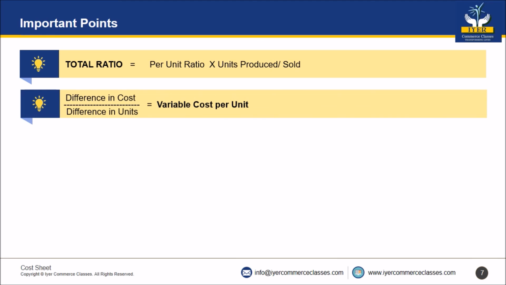Next point. Sometimes they will give you semi-variable expenses, where we have to divide these expenses between fixed and variable. The formula you will apply is difference in cost upon difference in units is equal to variable cost per unit.